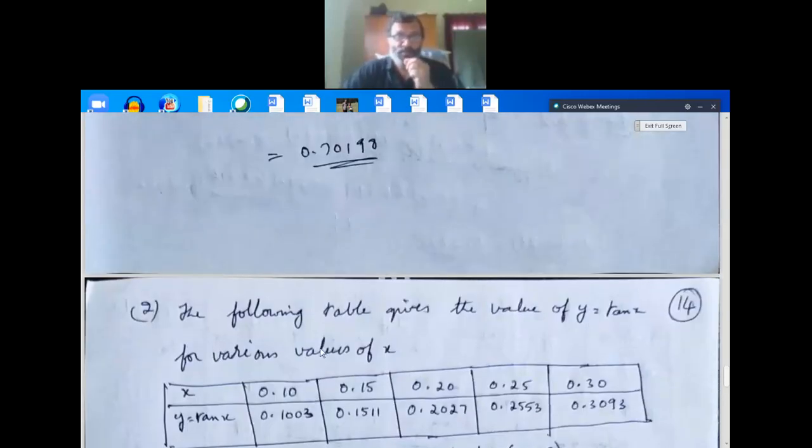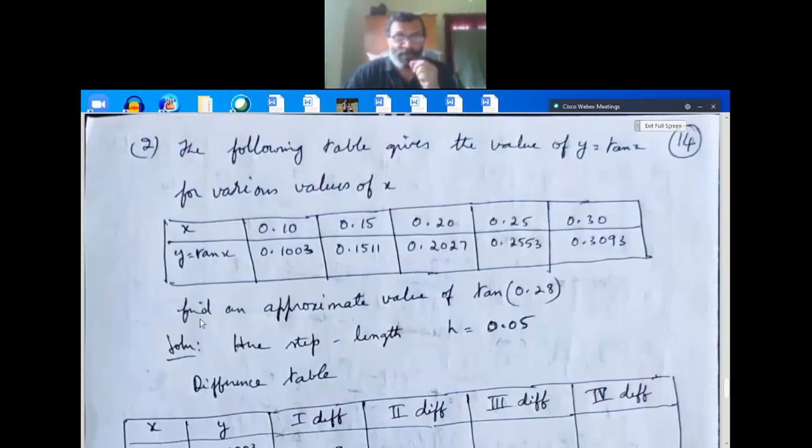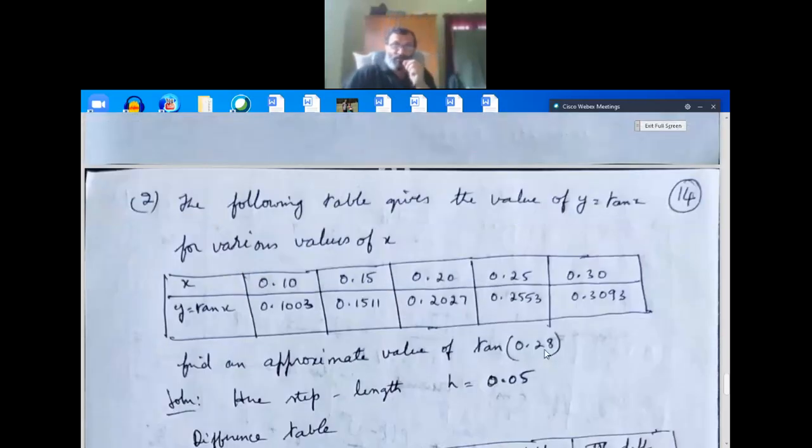You see this question: the following table gives the values of y equals tan x for various values of x. And they have given the values, and find an approximate value of tan of 0.28. This you have to see. By this we can judge. So 0.28 comes in the last, near xn. The last value, 0.28 is here.